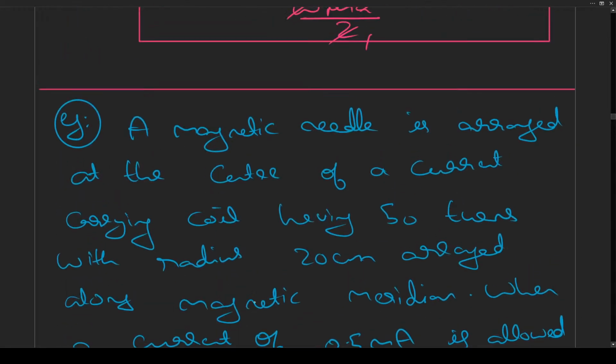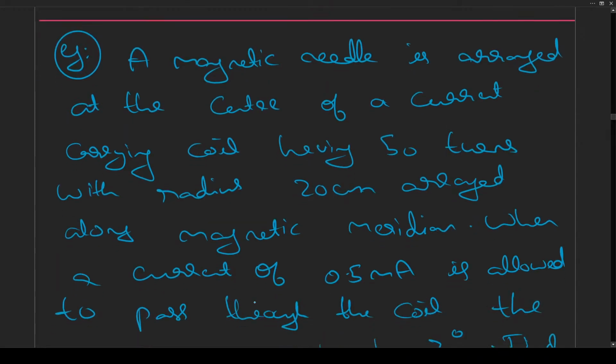Okay, they're saying a magnetic needle is arranged at the center of a current carrying coil having 50 turns with radius 20 centimeter, arranged along a magnetic meridian. When a current of 0.5 milliampere is allowed to pass through the coil, the deflection observed is 30 degrees.